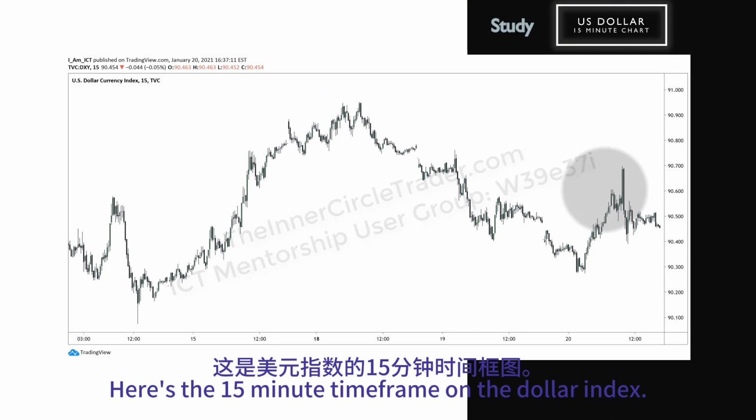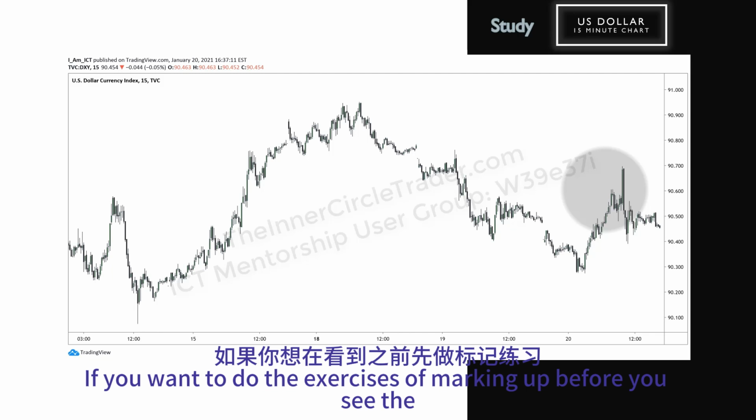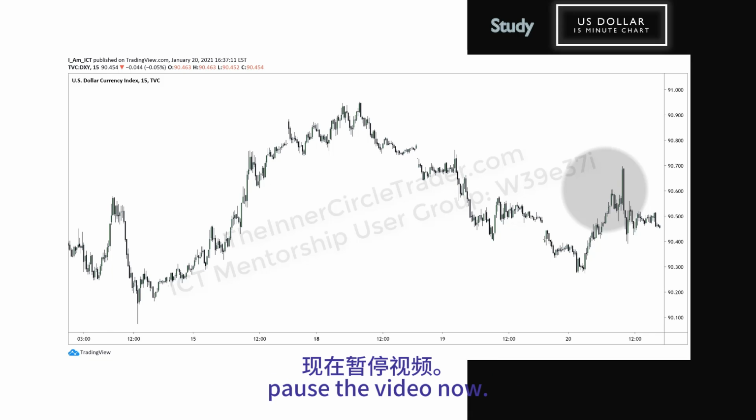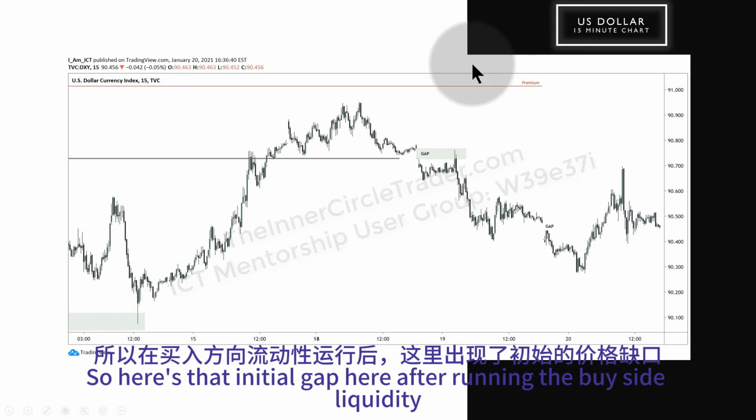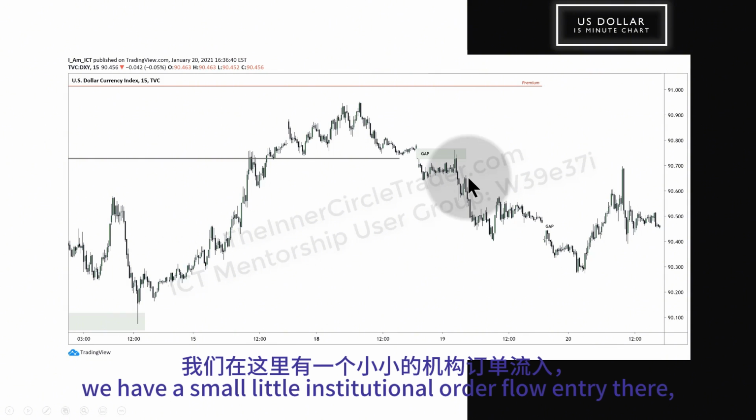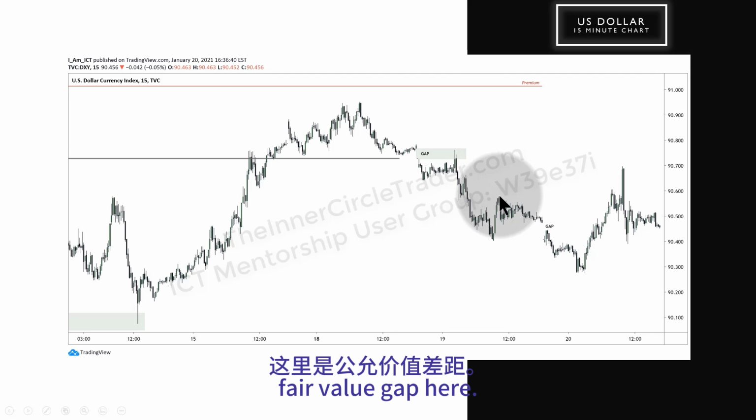Okay, here's the 15-minute time frame on the dollar index. Again, take a screenshot of this if you want to do the exercises of marking up before you see the annotations. If you're not ready, pause the video now. All right, so here's that initial gap here after running the buy side liquidity, and then breaks down. We have a small little institutional order flow entry there, fair value gap here, and then rolls over.